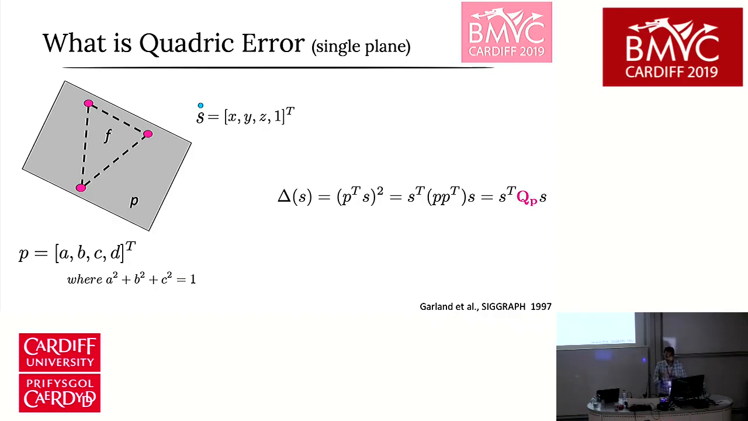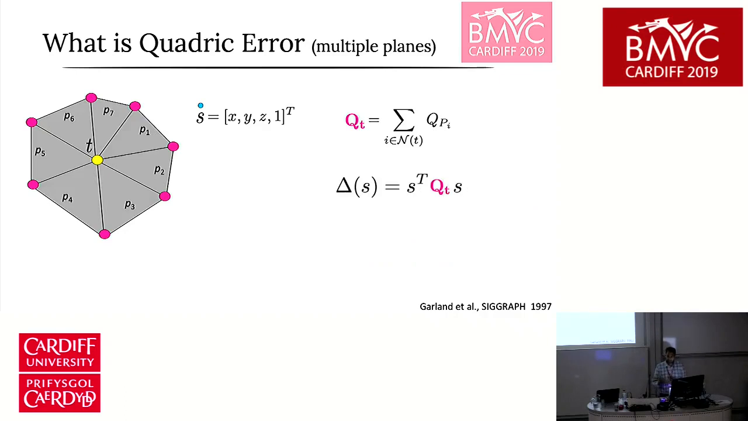Where Q is called the quadric matrix, it's a square symmetric matrix determined only by the plane P and not by any points on it. Note, quadric error for any point on the plane, like here I'm showing you T, will be 0 as it lies on the plane.